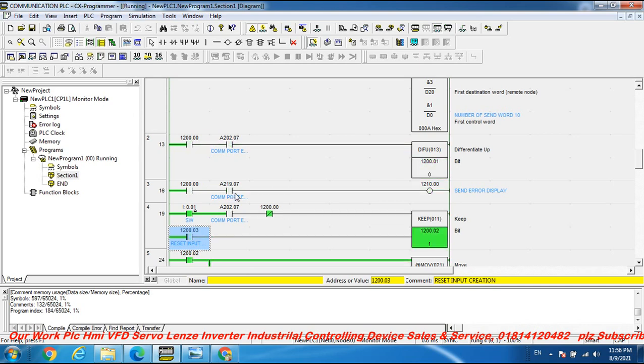A219.07 is the communication port error flag and send error display, and 1210.00 is the send error display.